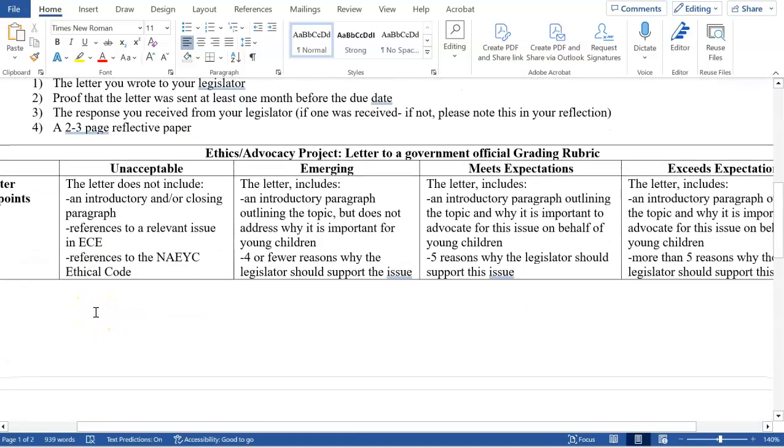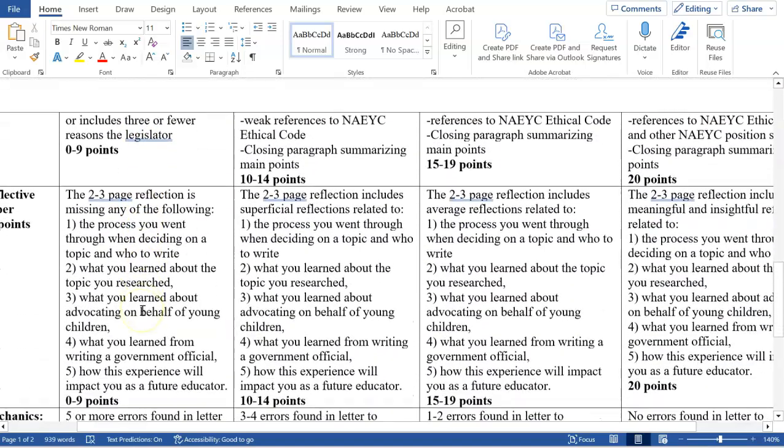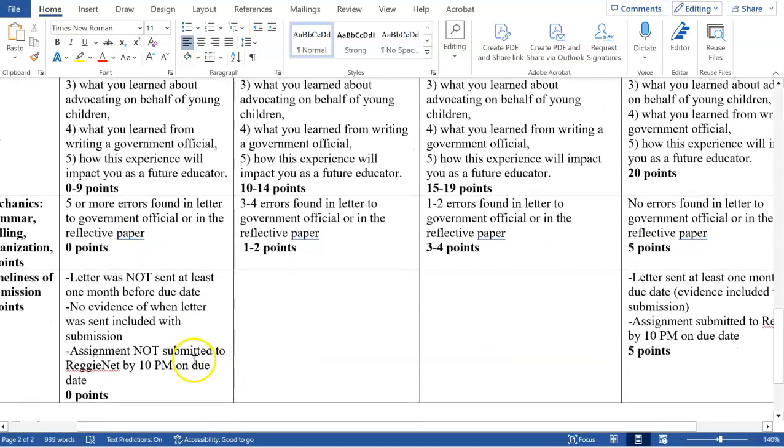The draft that you submit, you don't get a grade for that, but you are required to submit that draft. The paper that includes all of these 4 different elements, again, is due at the very end of the semester, and this is the rubric that's used to grade that paper.